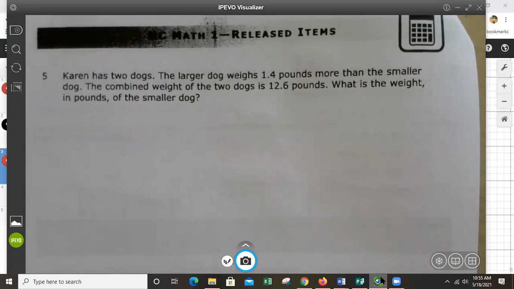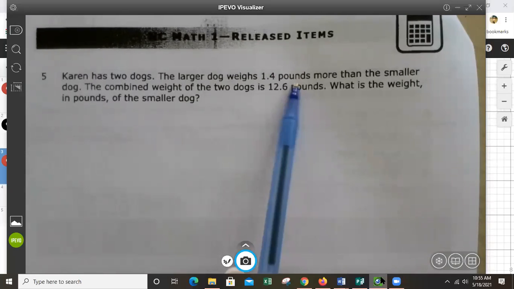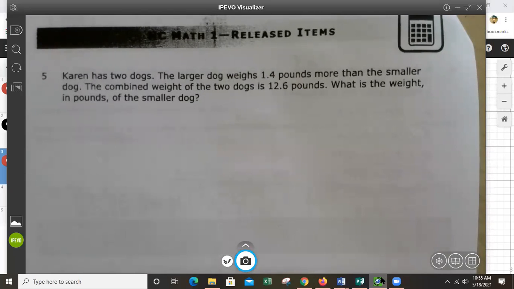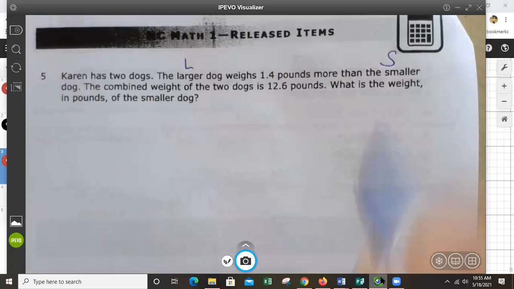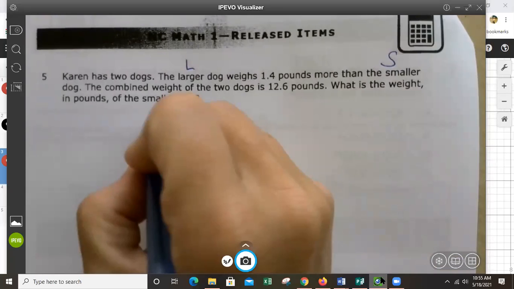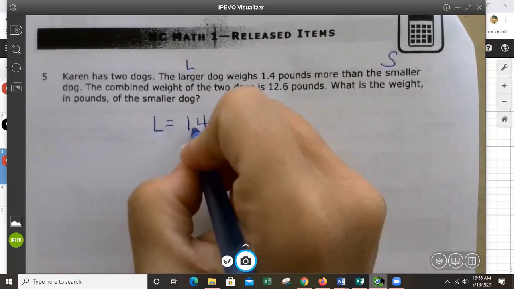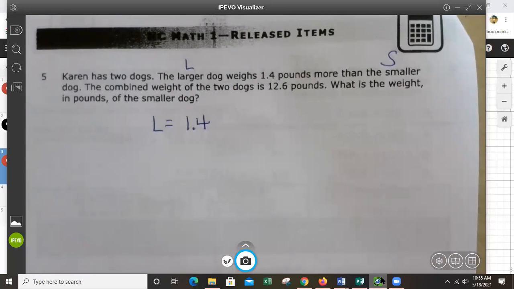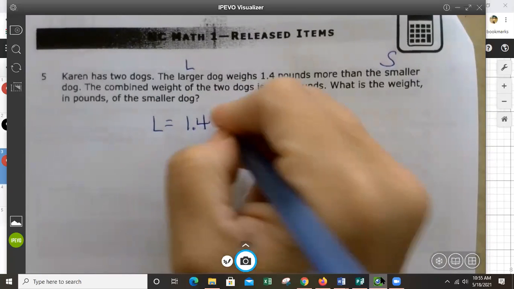So how can I write the larger dog weighs 1.4 pounds more than the smaller? Use L for larger, S for smaller. How can I write that? 1.4 what? More than the smaller. So what would I do? Is it multiply? If I said that Adam weighed 1.4 pounds more than you, what would you do to figure out? You would add it. You're thinking backwards. More than is add.